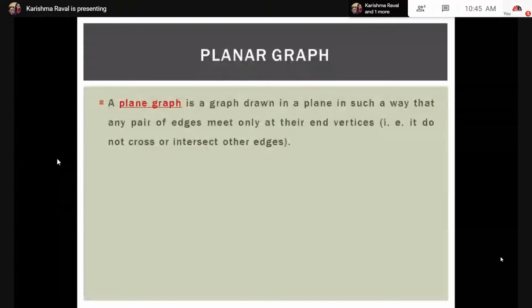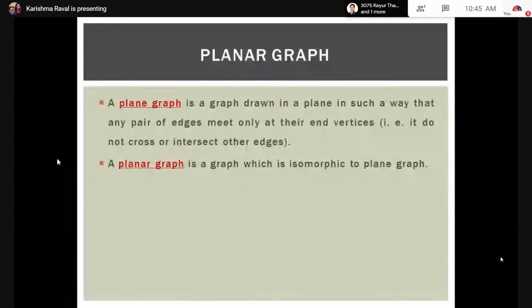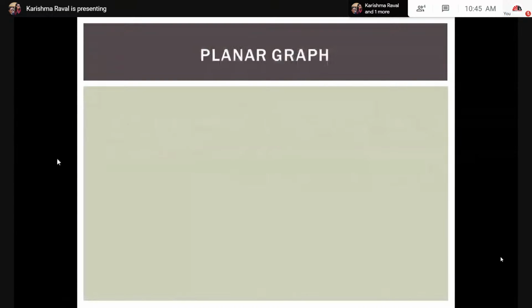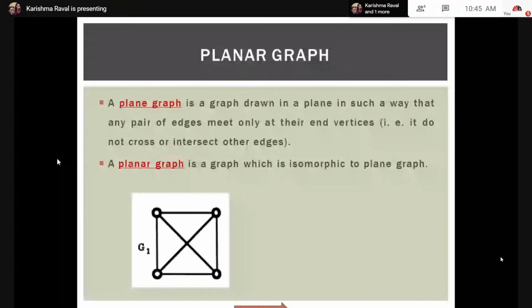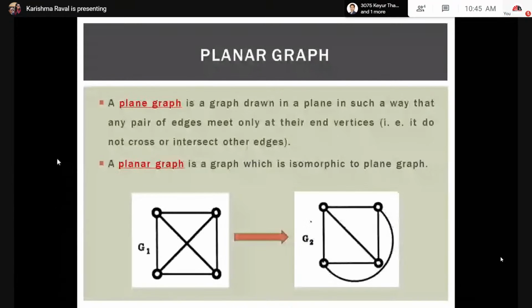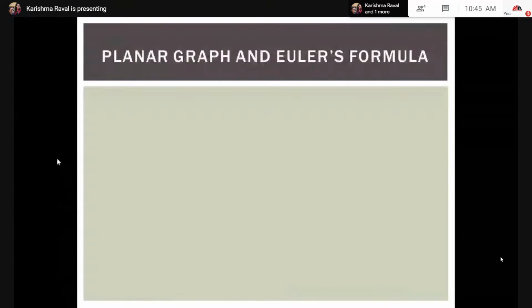The next topic is planar graphs. A plane graph is a graph drawn on a plane in such a way that the edges do not cross or intersect each other. A planar graph is a graph isomorphic to a plane graph. What does this actually mean? I have this graph G1, but I say this is planar. How? Because when we redraw it, you can see that no edge intersects another. So this is a planar graph.